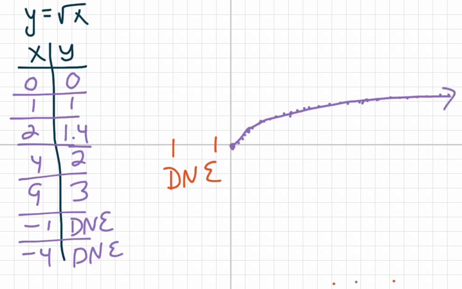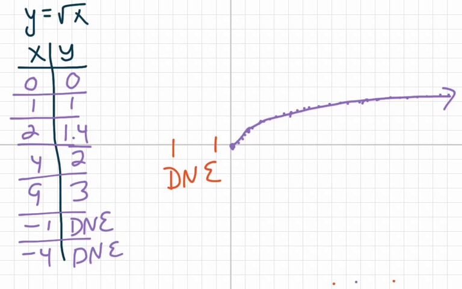And so this graph continues to go upward and it continues to go to the right, but it does not go to the left, and it does not ever turn around and head back down. As you put a bigger number under the square root, you're going to keep getting a bigger number for y.